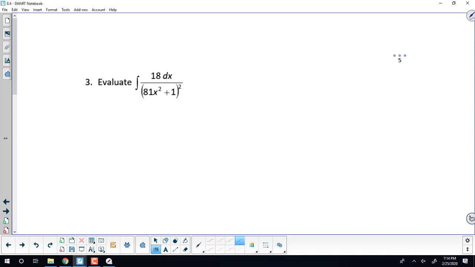We could write this as 18 times 81x squared plus 1 to the negative 2, but that's not really giving us a product. We could try integration by parts, where we let dv equal just the dx part. So we could try that. But really it's the square plus the square and whatever else we're doing to that, that leads us to believe that this is probably a trig substitution.